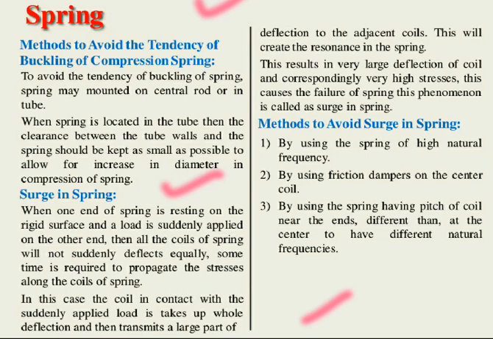Now, study the methods to avoid surge in spring. We can avoid surge by using a spring of high natural frequency, by using friction dampers on the center coils, or by using a spring having a pitch of coil near the ends different from that at the center, to have a different natural frequency. These are a few steps which can be used to avoid surge in spring.